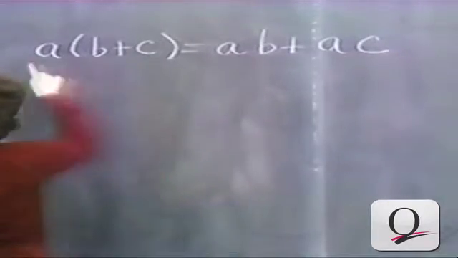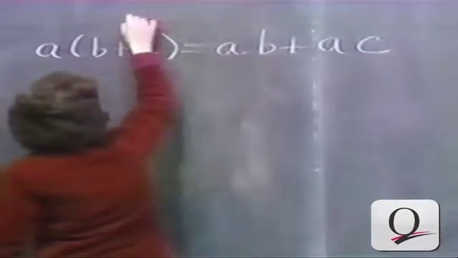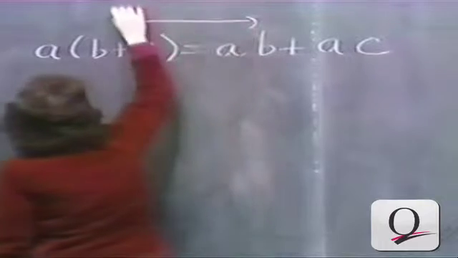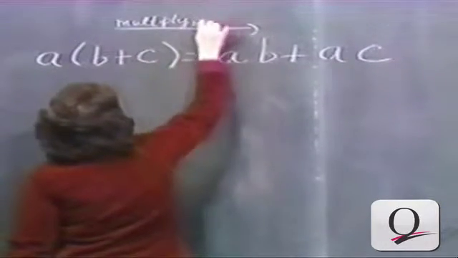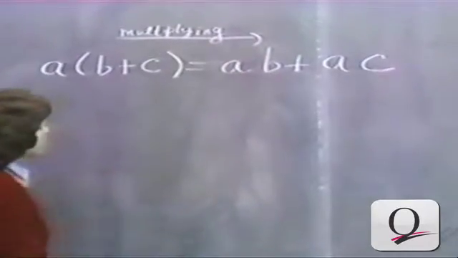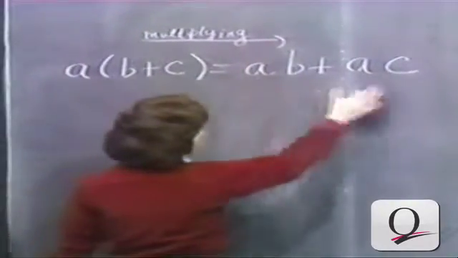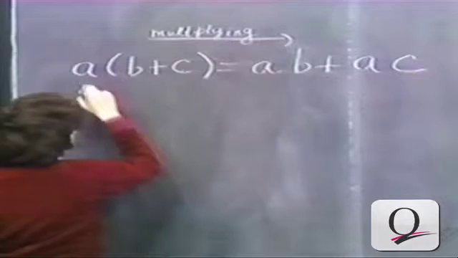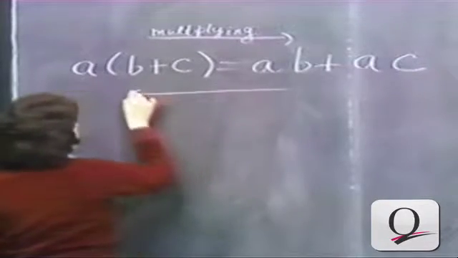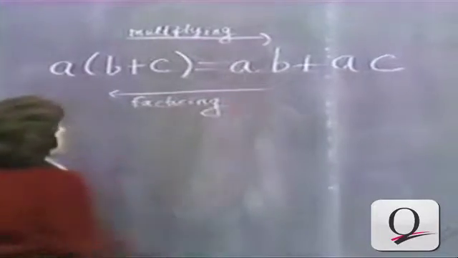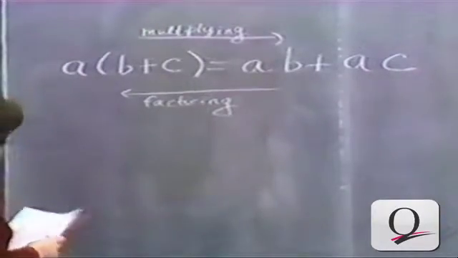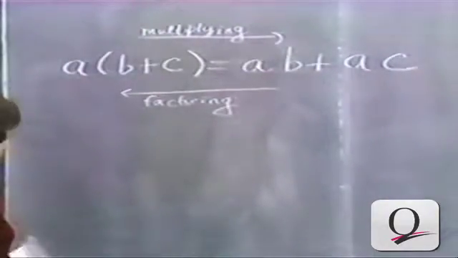Now, when we're using the distributive law in this direction, we're multiplying out. When we're using it in the reverse direction, when we start with something like this and we want to go back to this direction, we call it factoring. And that's what we're going to be concerned with today. Let's start with a simple example.